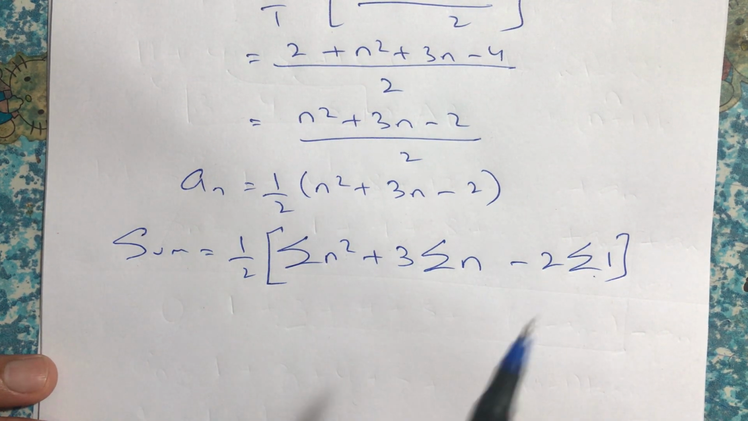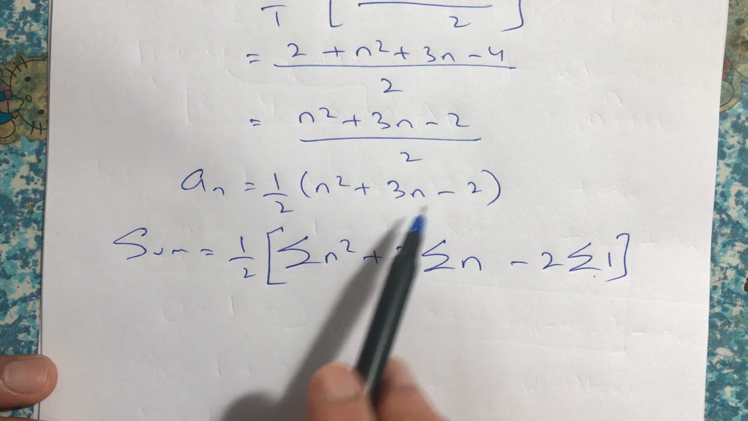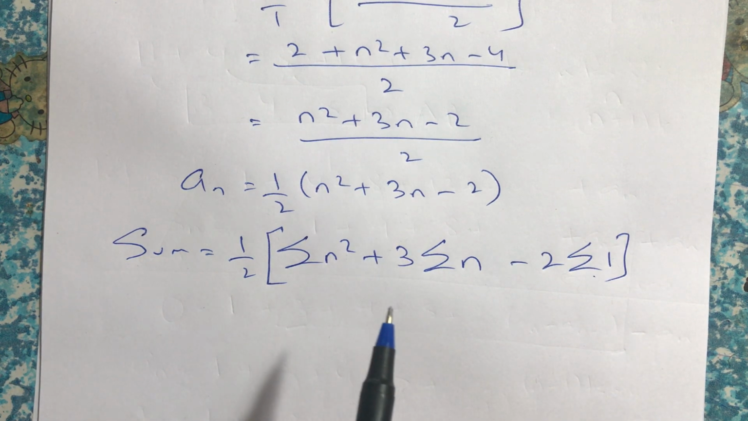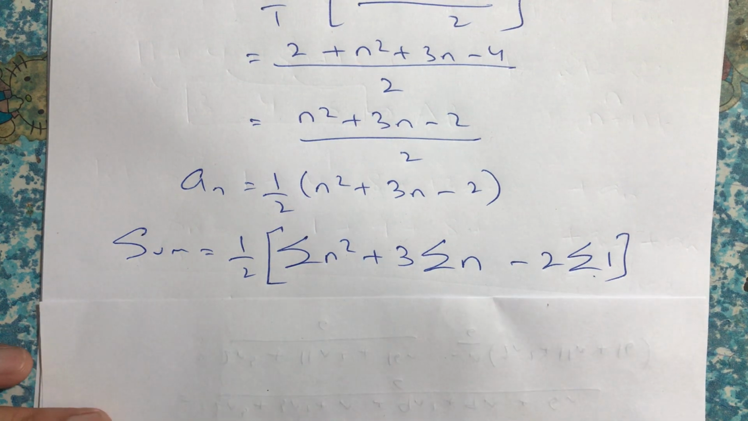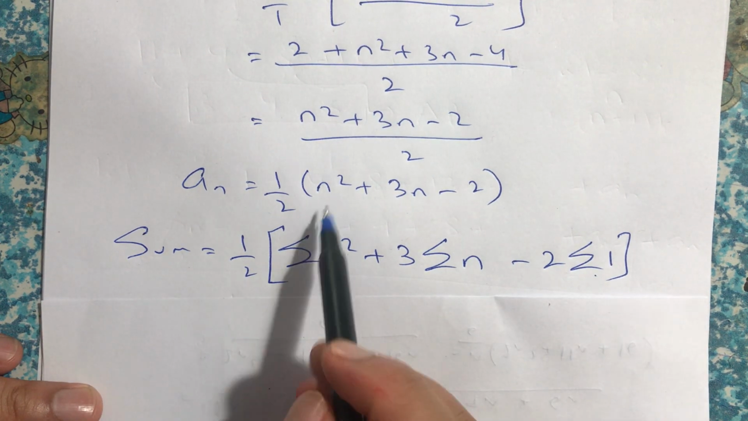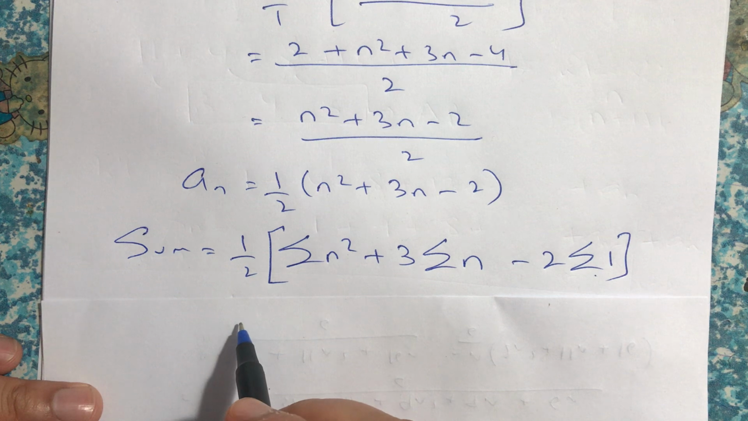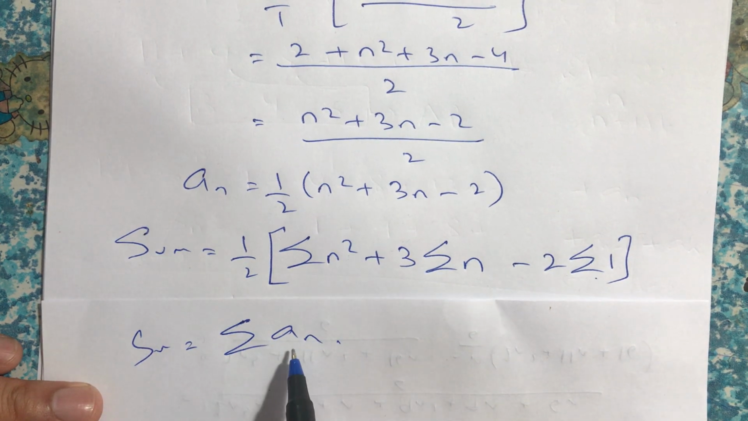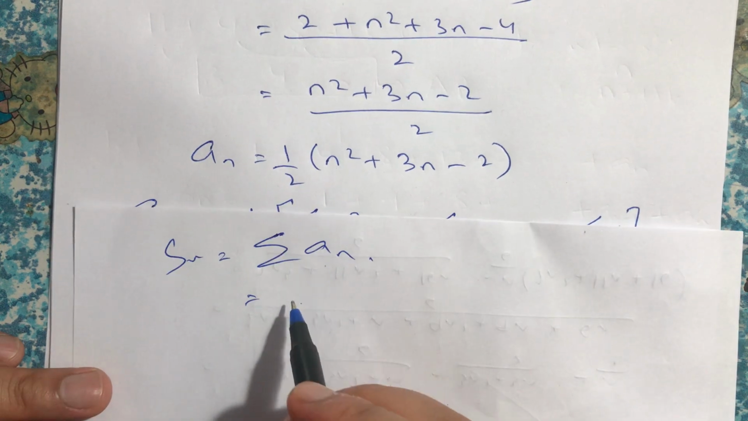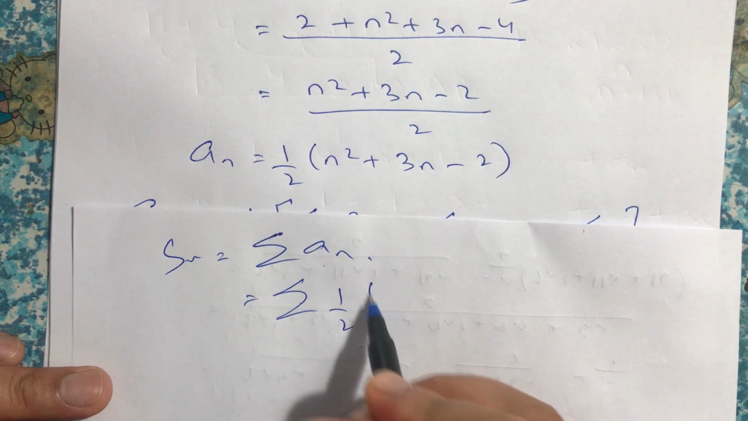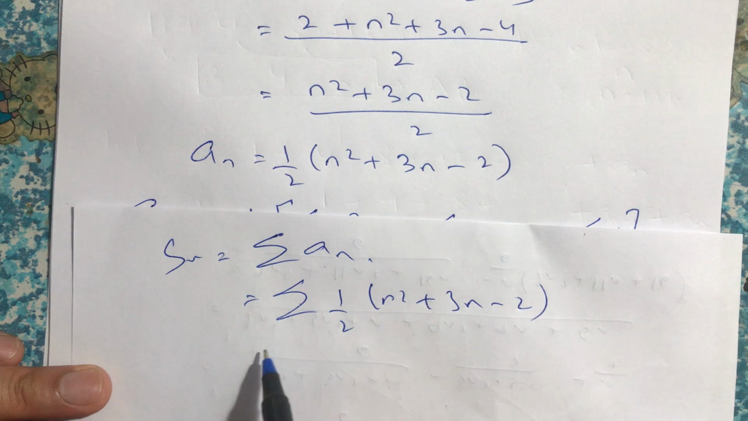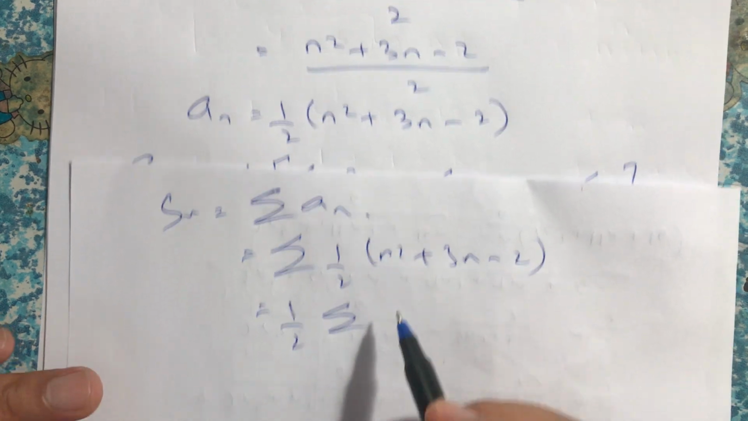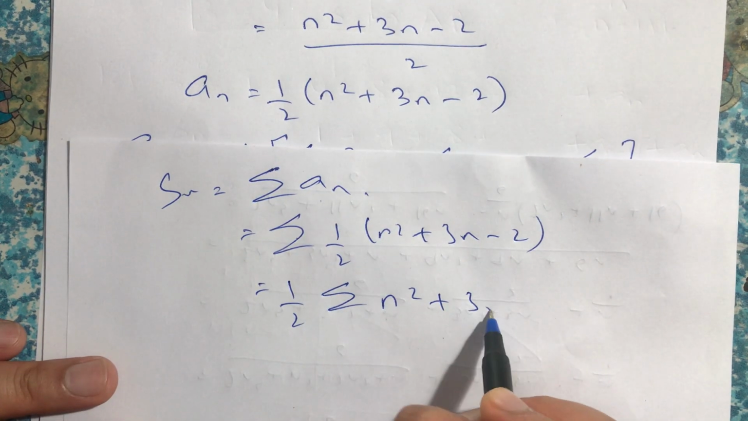Okay, so that is how we go ahead and do it. If you get confused, you can always watch the previous tutorial. But if someone has problems, what we do is, the formula of this is actually the sum formula, which is the summation of an, and an is already given, so I'll write it as the summation of half n squared plus 3n minus 2. So I take the half outside, and the summation gives us n squared plus 3n minus 2.